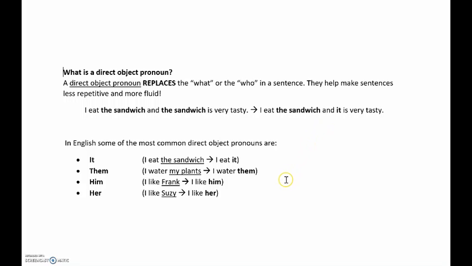So in English, some of the most common direct object pronouns are it. So like that example that I had before, I eat the sandwich would change to I eat it. Them, I water my plants, I could easily say I water them. Him, I like Frank, I like him. And her, I like Susie, would change to I like her.